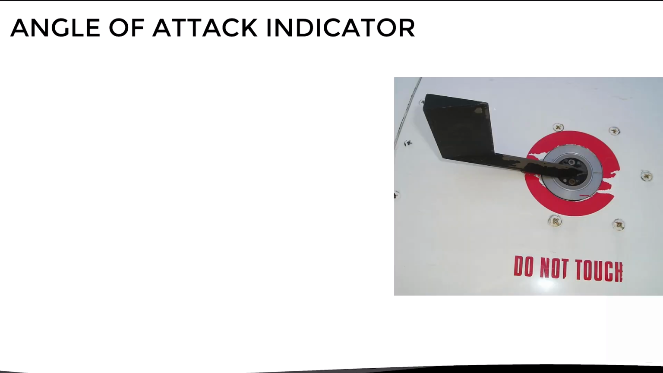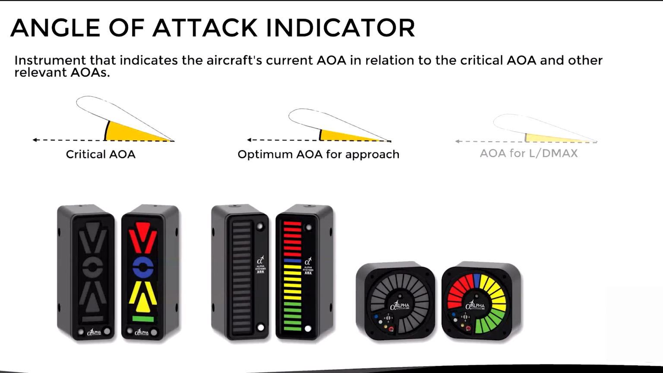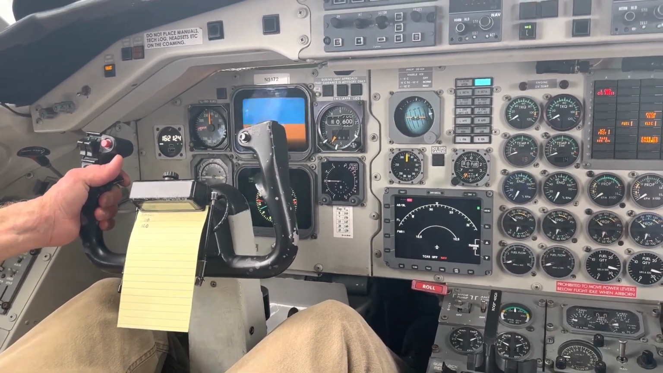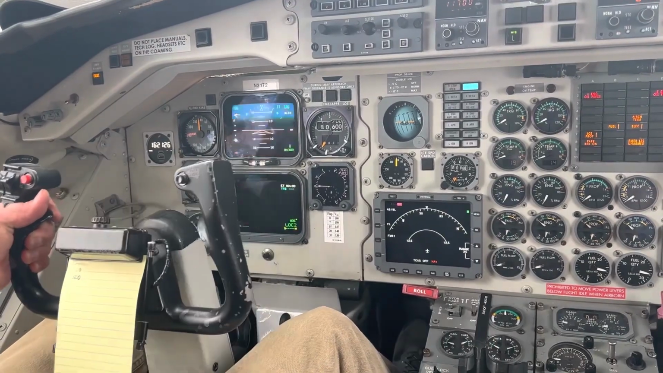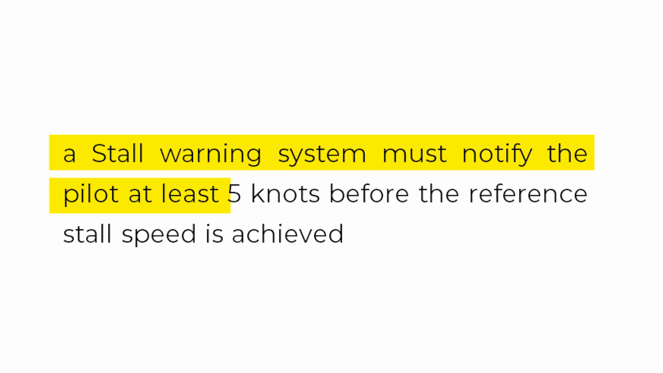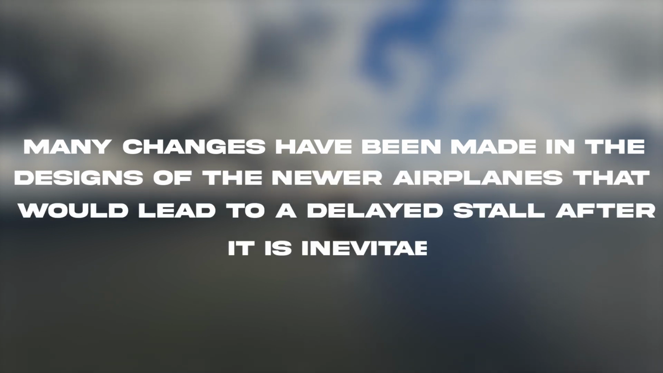The angle of attack vane, which is attached to the fuselage of many airplanes, is used to register the angle of attack into the system at any time. Stick pushers are used to physically push the controls in case the airplane comes very close to a stall. By international standards, a stall warning system must notify the pilot at least 5 knots before the reference stall speed is achieved. Many changes have been made in the designs of the newer airplanes that would lead to a delayed stall after it is inevitable.